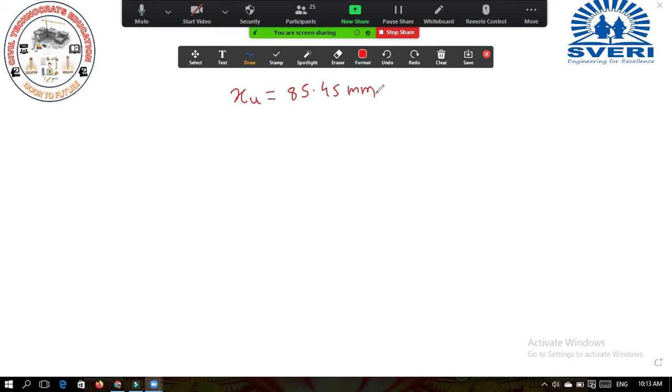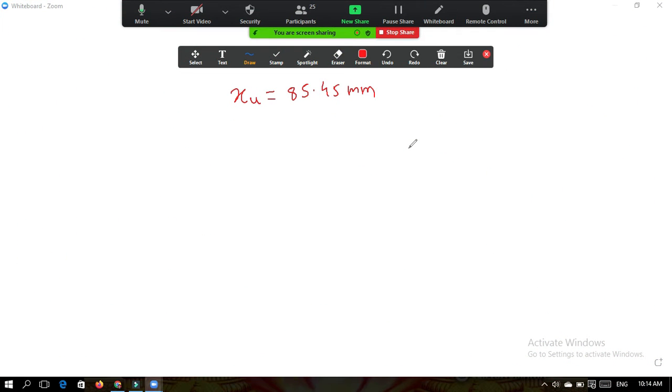Now after the calculation of the value of xu, the first thing that is clear is that xu is greater than df, because our df value is less. The value of df was somewhere around 40 mm. So from this it is clear that xu is greater than df. Next we have to check whether df is greater than or less than 0.3 xu.